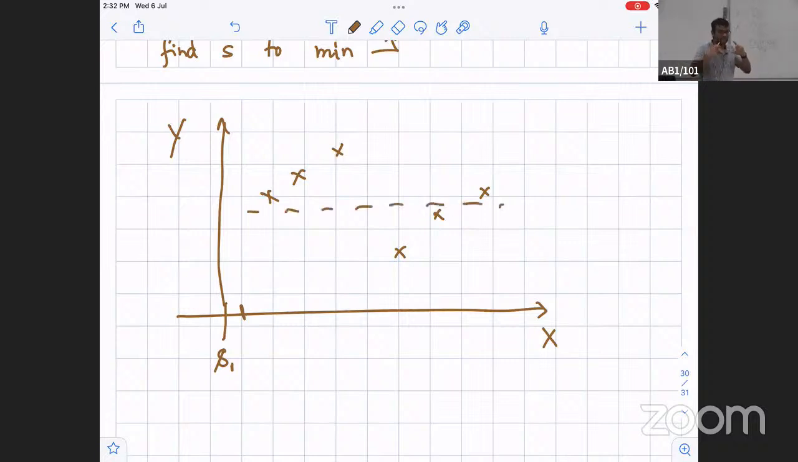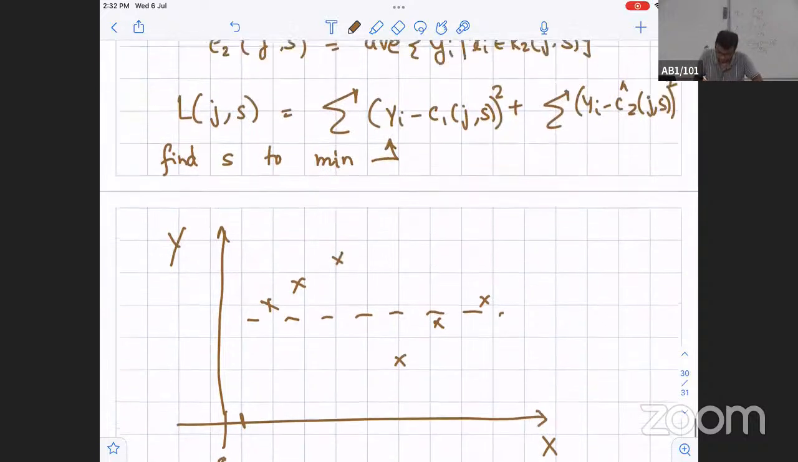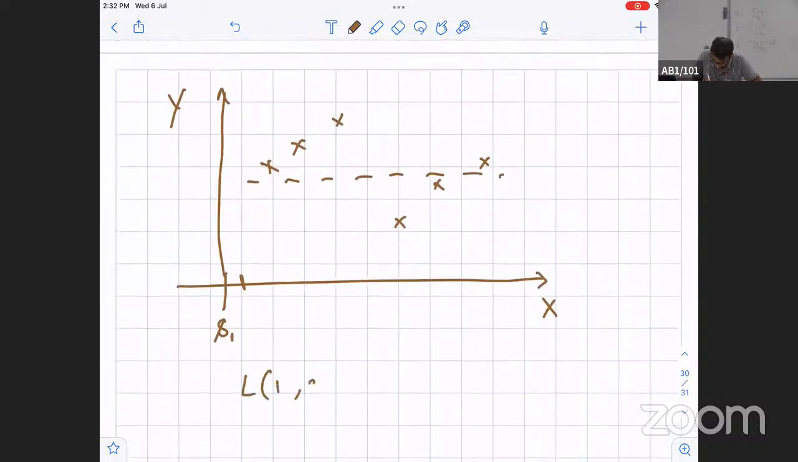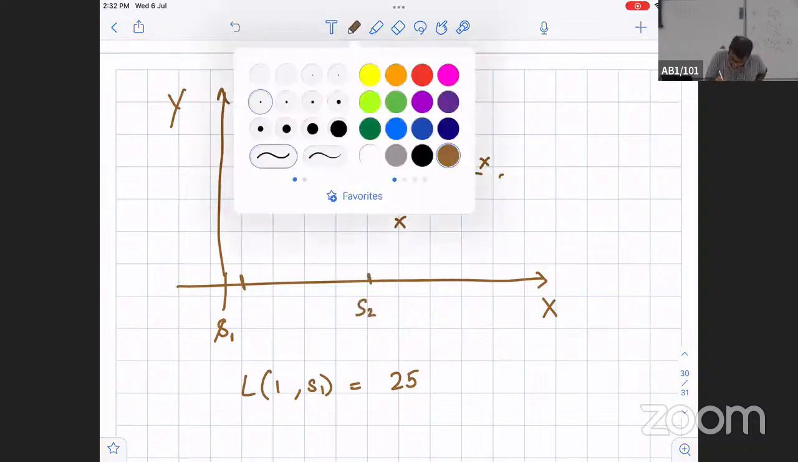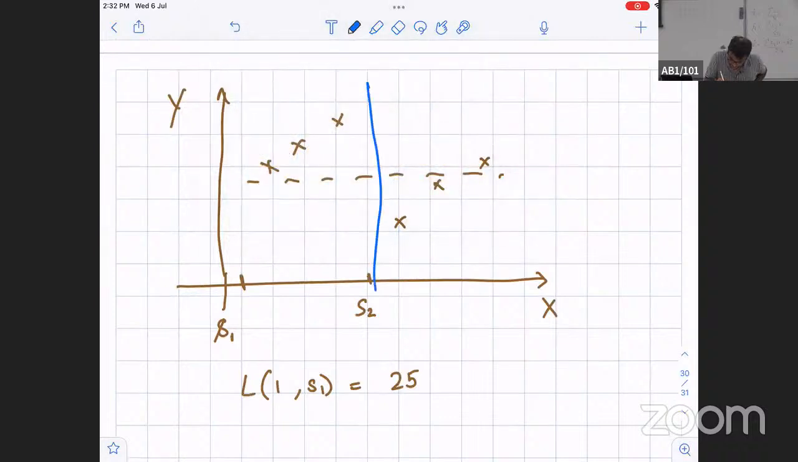So you get one error. This will be L1 of S1. You will get some number, maybe a large value. Let's say it is 25. Then you will keep shifting this S1, and perhaps I will put S2 here. So then what do I get? I have two regions like this, and here is one value and here is another value.